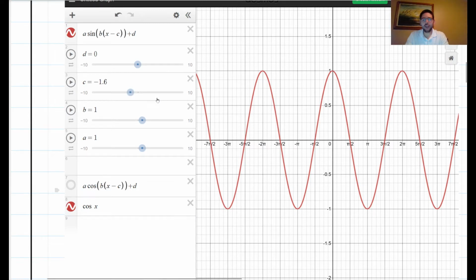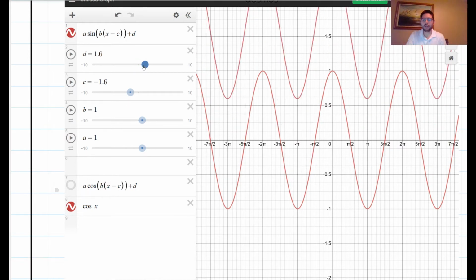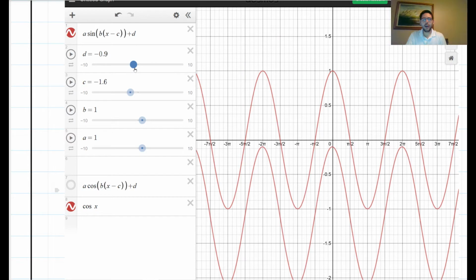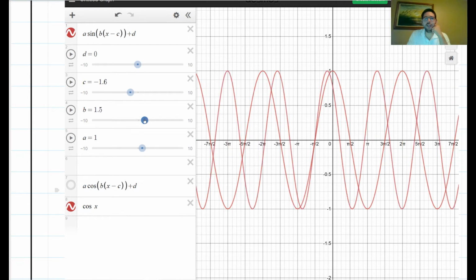Okay, so what is that C term? Notice that I adjusted that C term, and that C term actually shifted it left and right. The D term, if I were to move this D bar right here, actually shifts the midline up and down, right? That's what we call the midline. And if I adjust the B, if I increase the B, then that means I decrease the period, or you can think of it as increasing the amount of waves. So let me increase the B, and look at how many waves that is.